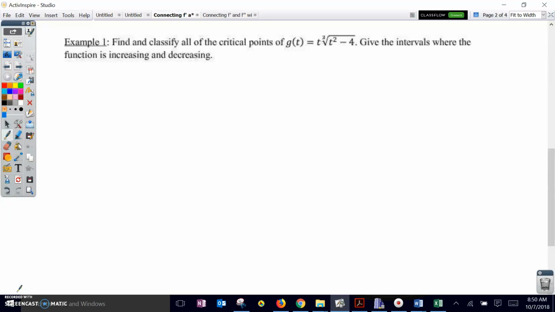Alright, welcome back everybody. In this video we're going to look at a few examples from the lesson on connecting f prime and f double prime with the graph of f. We'll start here with example 1.